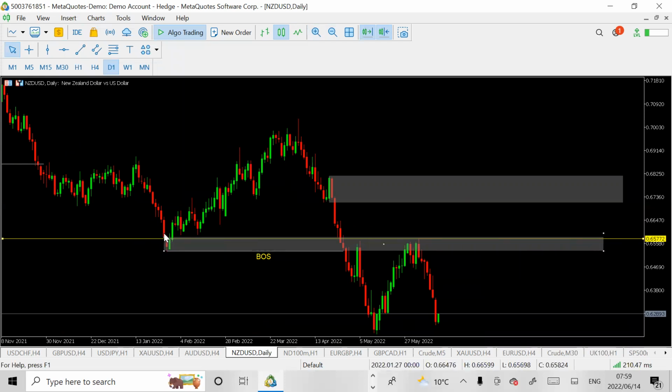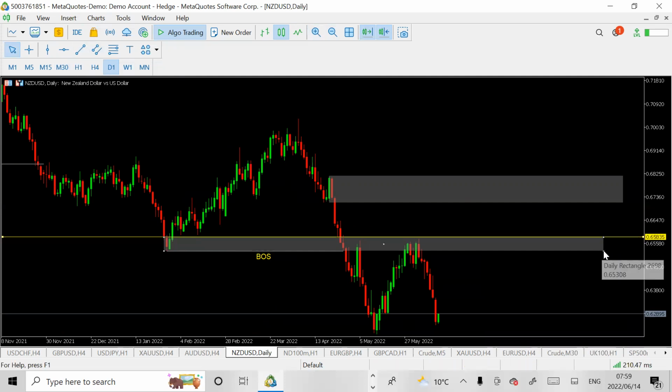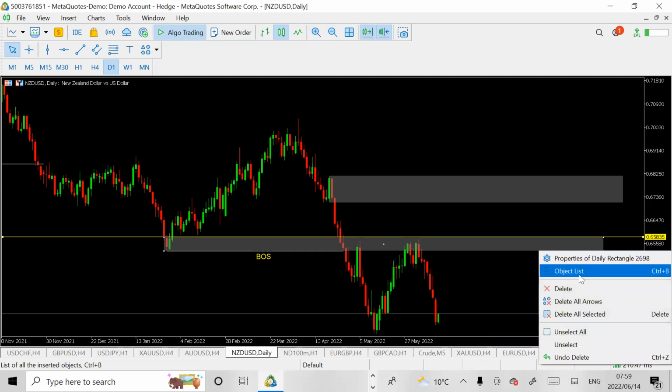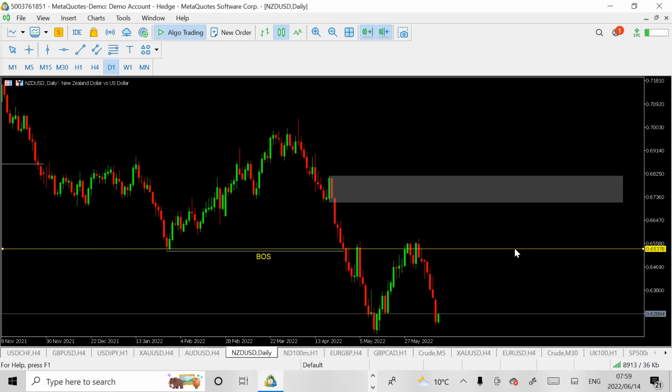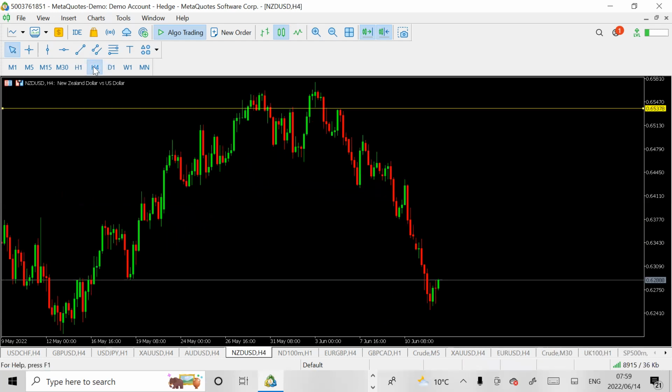This was our key zone. So let me remove this block. I leave the line only, so it will show us everything. The line is fine. So 4 hour, I'm coming to 4 hour.